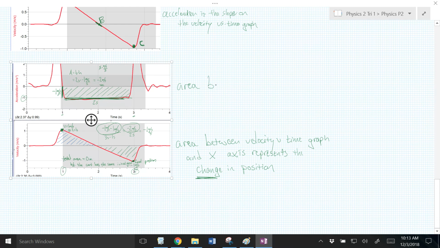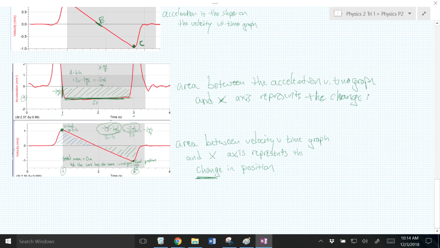The area between the acceleration versus time graph and x-axis represents, buddy, the change in velocity.